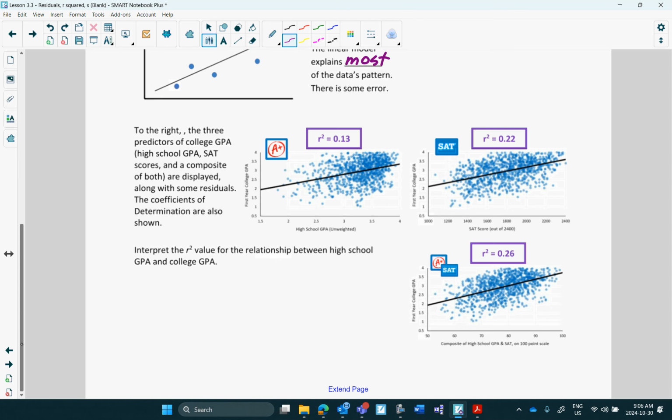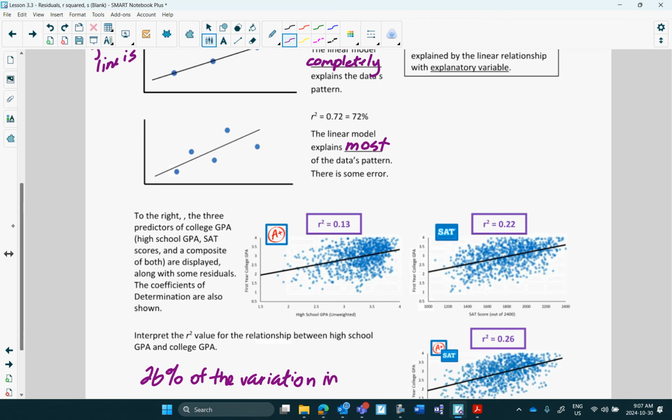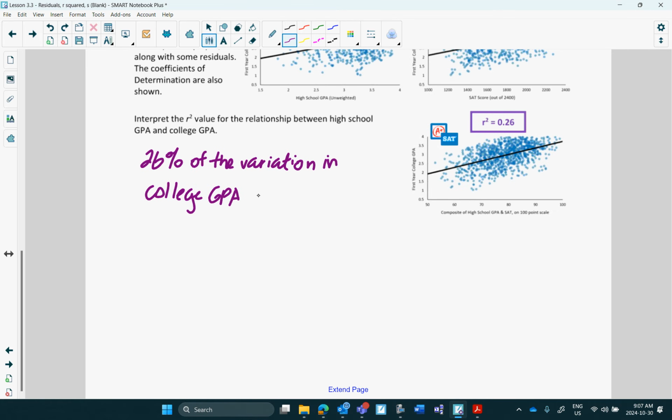So for this one, we would say 26% of the variation in college GPA, I got the stem right, can be explained by the linear relationship with composite score.